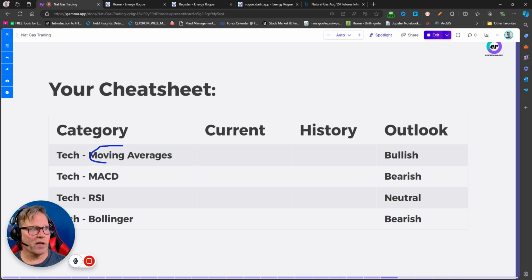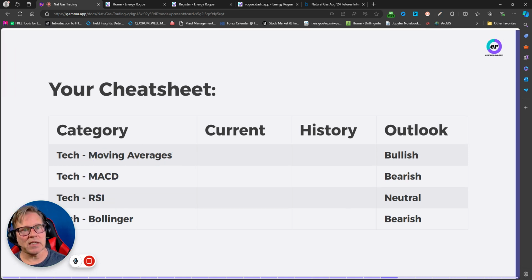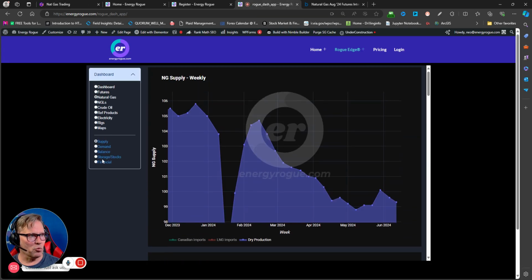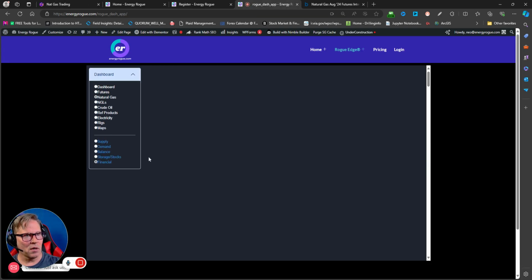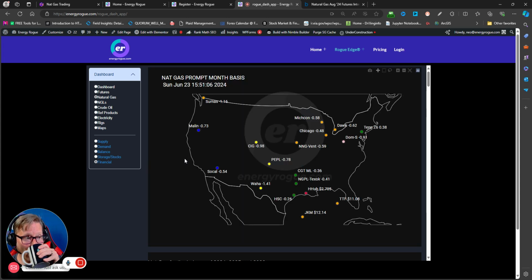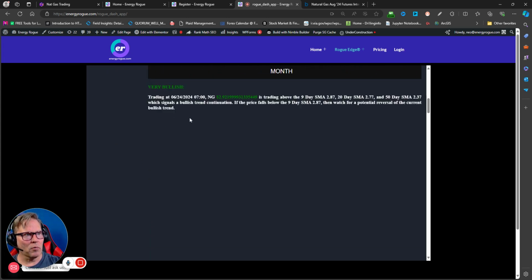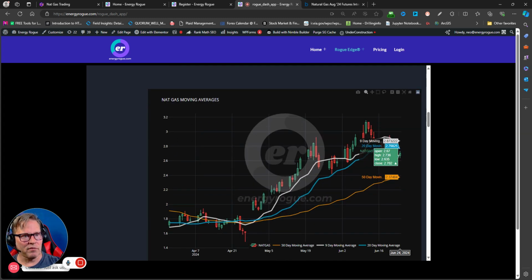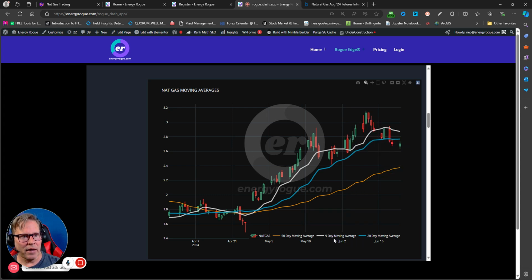Now I chose moving averages, MACD, RSI, and Bollinger. I stick to these because these are pretty consistent across the board. It's a reason that we have in our service put these right in, we even have a signal where if it's in green, it's very bullish. This is showing very bullish because the 9-day, which is the white line, is above the 20-day, which is the blue line. Both of those are above the 50-day, which is the orange line.